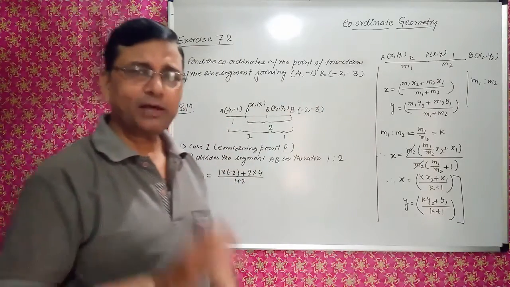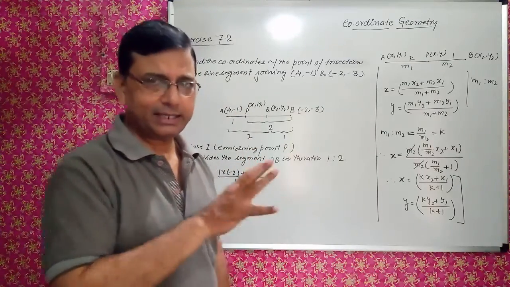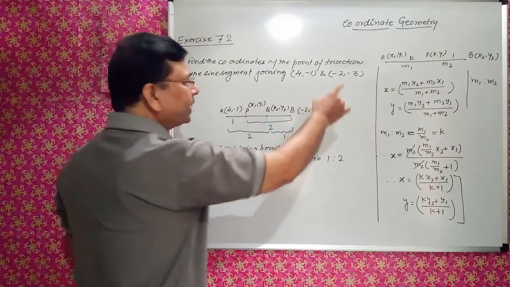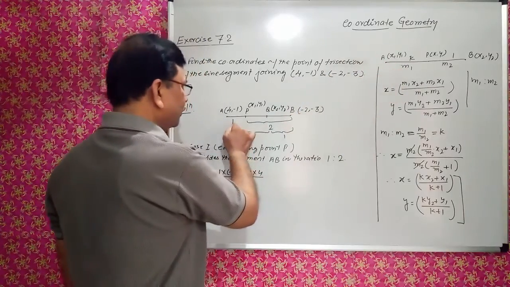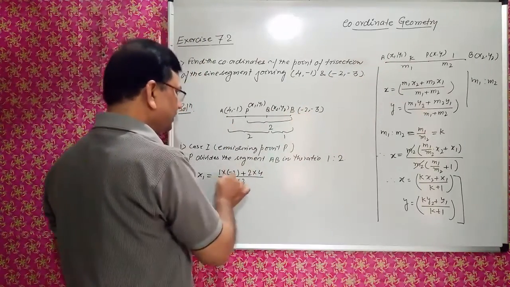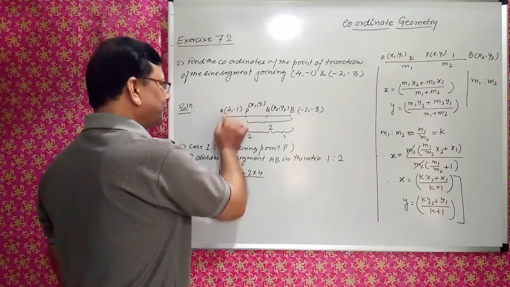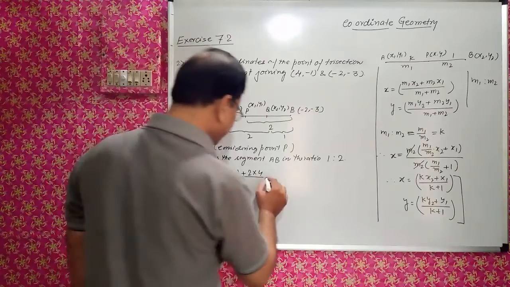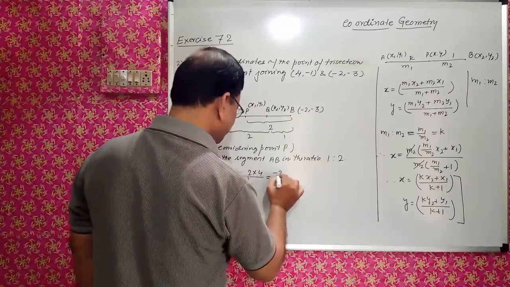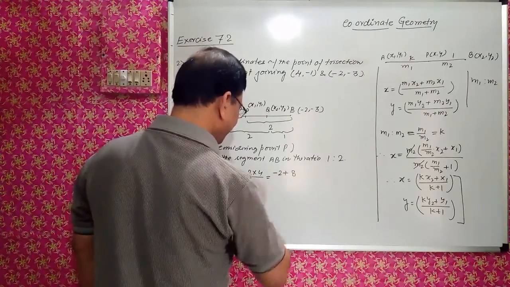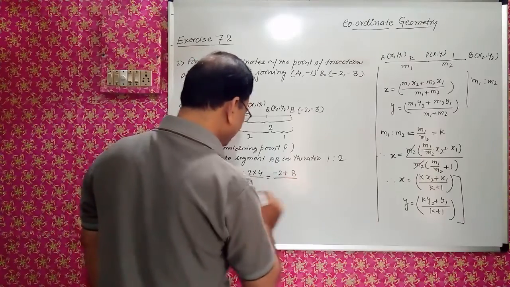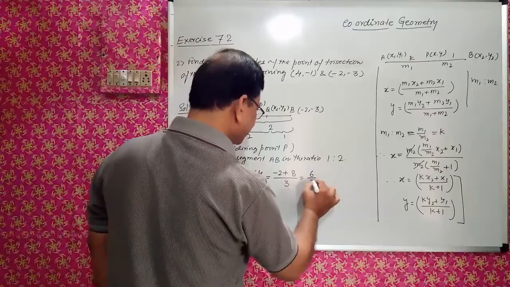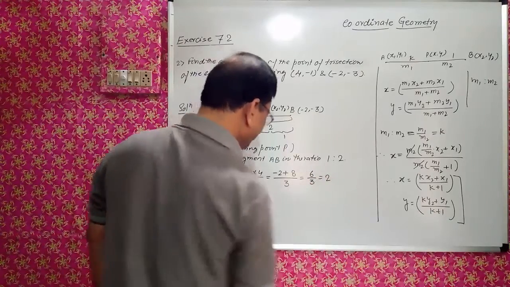This is a standard formula I will be using very frequently in this chapter. So see, 1 is to 2. m1 is multiplied by x2. 1 will be multiplied by minus 2 and 2 will be multiplied by 4 and the denominator is 1 plus 2. Right? So for the simplification, this is minus 2 plus 8. The denominator is 3. That is 6 by 3, that is equal to 2.